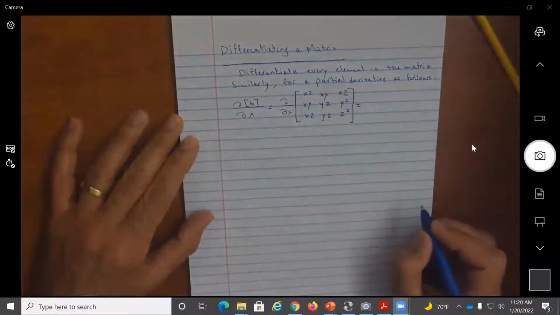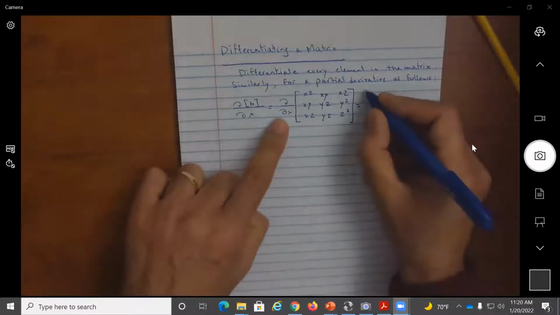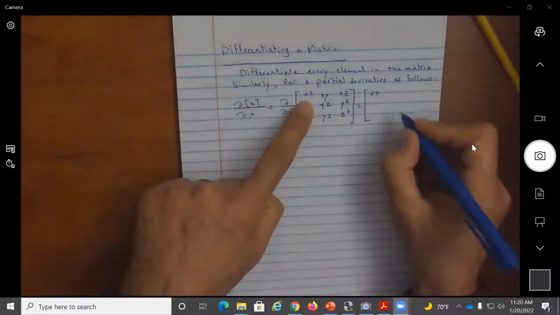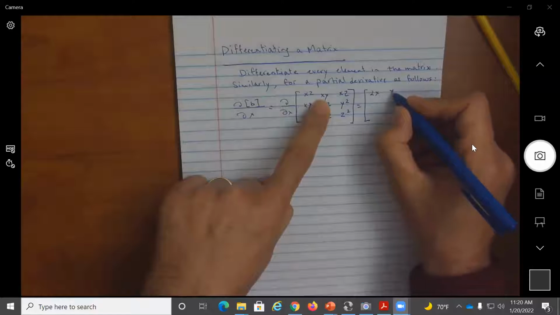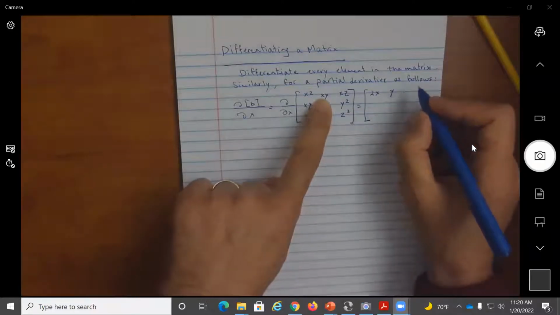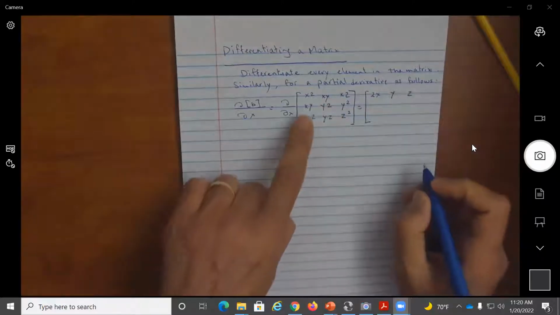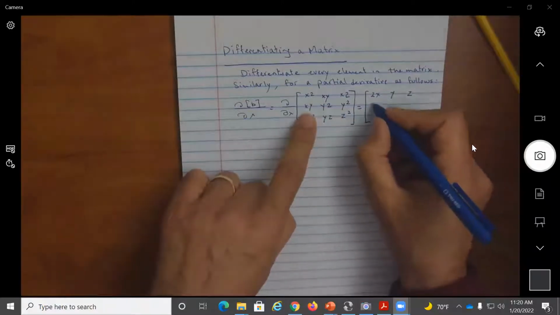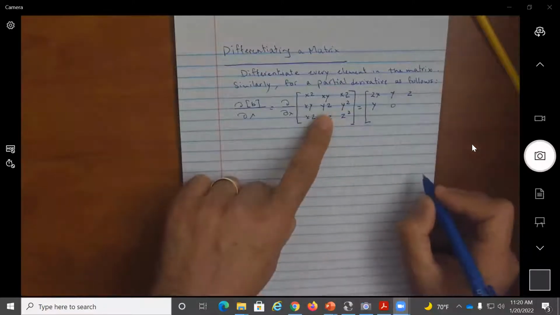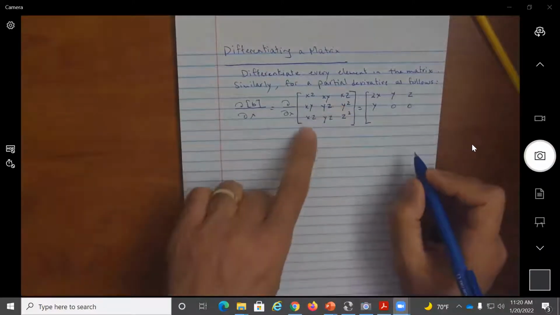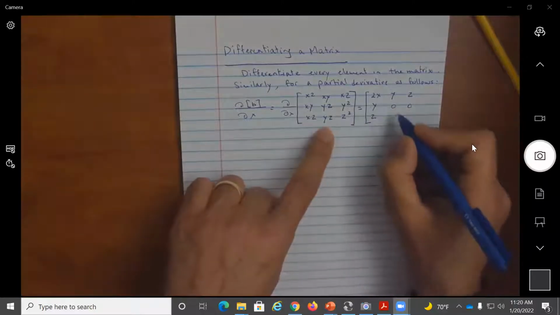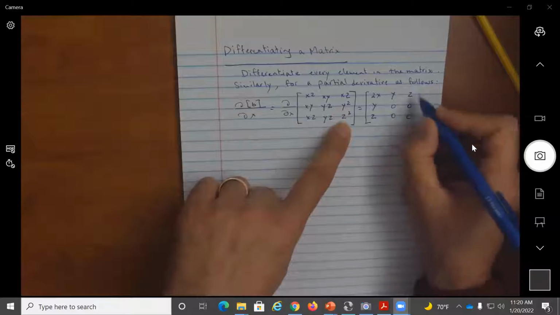So I'm taking the partial derivative with respect to X. X squared would be 2X. XY, again differentiating with respect to X, would be Y. XZ would be Z, XY would be Y, YZ would be 0, Y squared would be 0, XZ would be Z, YZ is a 0, and Z squared is a 0.